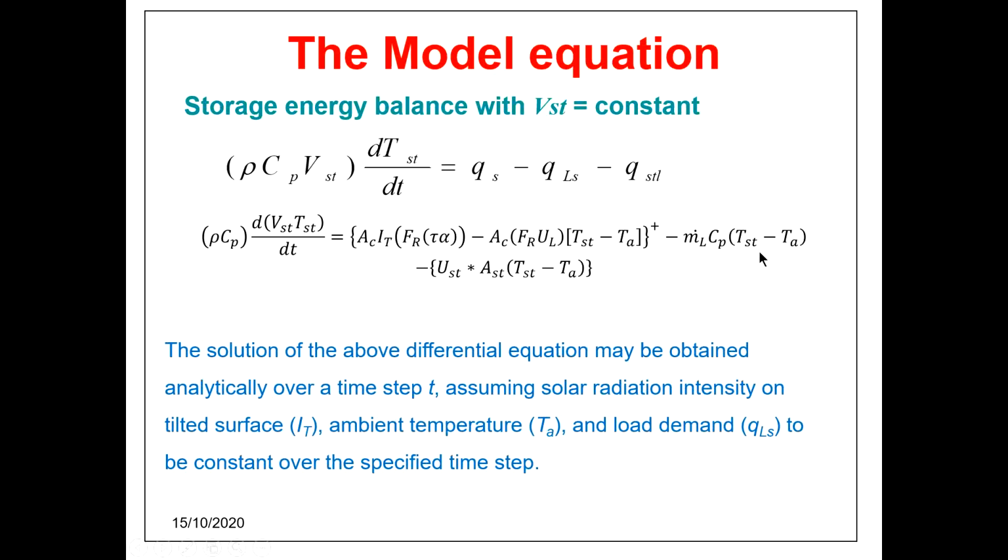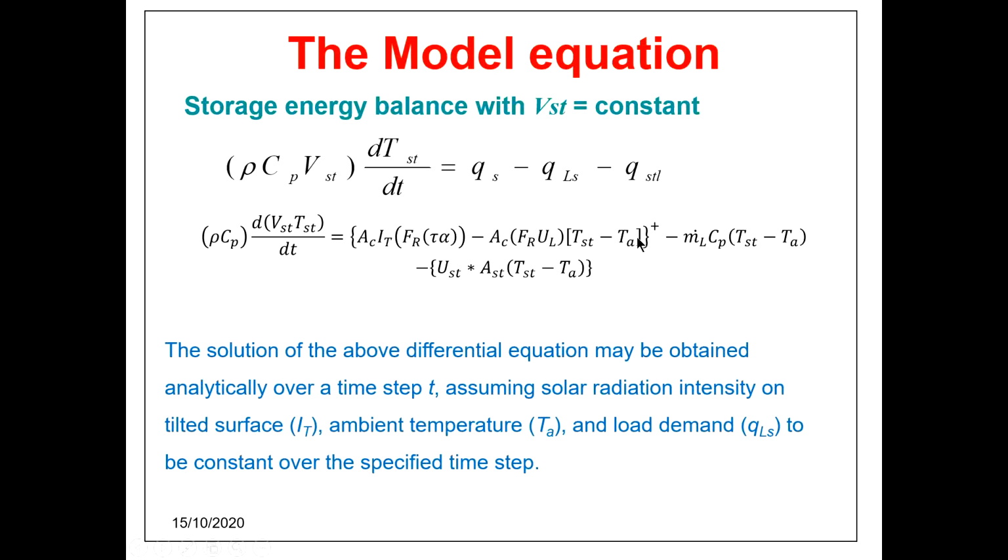Again, if we write all these expressions here, in the Hottel-Whillier equation, the superscript plus is written, as you can see here. Why plus? The plus indicates that only positive values of this expression are considered. Why positive values? Because this is the solar radiation intensity. When the sun is shining and solar radiation intensity exceeds the loss, only then will there be positive energy gained by the system.